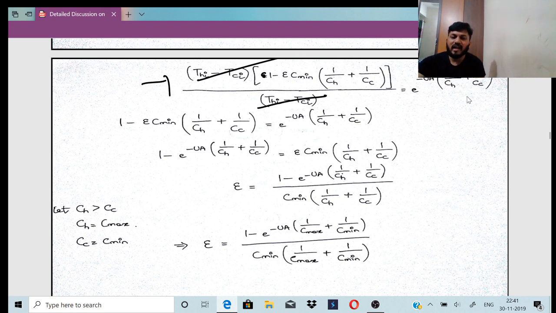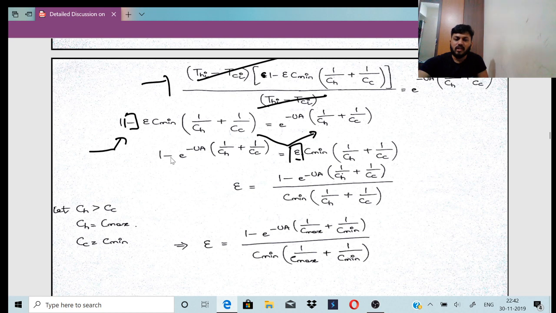Now what do I have to find out? I have to find out epsilon, right? So epsilon C minimum is negative here. So I want to make it positive. What should I do to take epsilon as positive? I have to shift the sides, that is, move it to the left hand side. Moving this to the left hand side, I get 1 minus e power minus UA (1 by CH plus 1 by CC) is equal to epsilon C minimum (1 by CH plus 1 by CC). Now I can find epsilon easily.